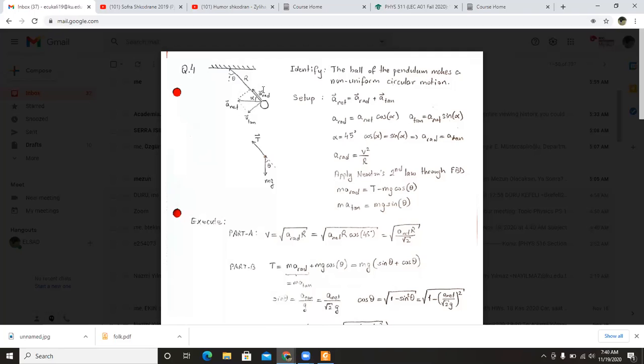So A radial, the centripetal acceleration, is nothing but this net acceleration times cosine alpha. We know the A net, and you substitute here. We already know that the centripetal acceleration is v squared divided by r. We find this, you substitute, and you find this expression here. This is part A. It's very easy. I think this was the second easiest example.